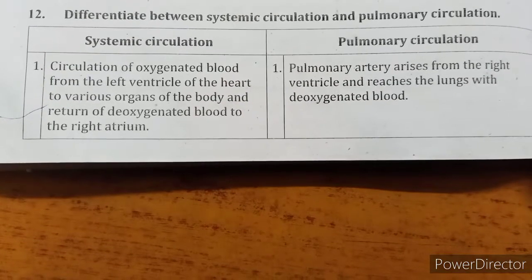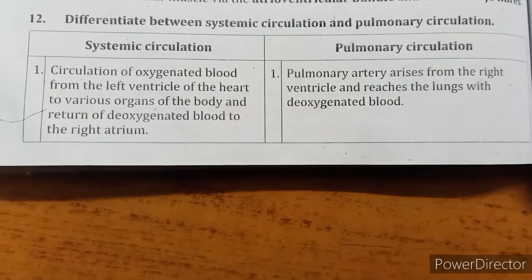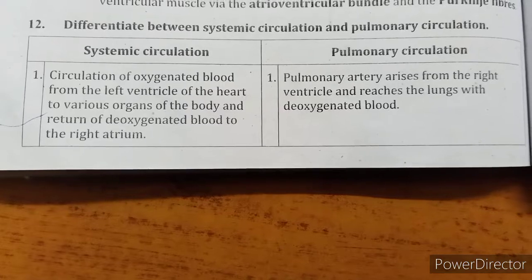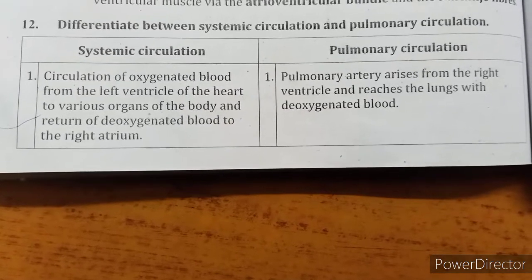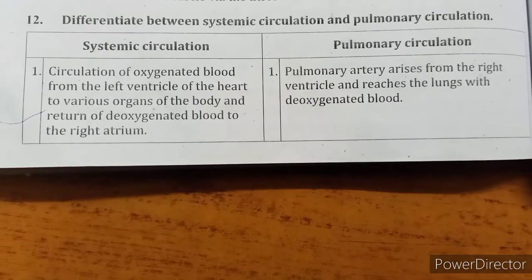Differentiate between systemic circulation and pulmonary circulation. Systemic circulation is the circulation of oxygenated blood from the left ventricle of the heart to various organs of the body and the return of deoxygenated blood to the right atrium.